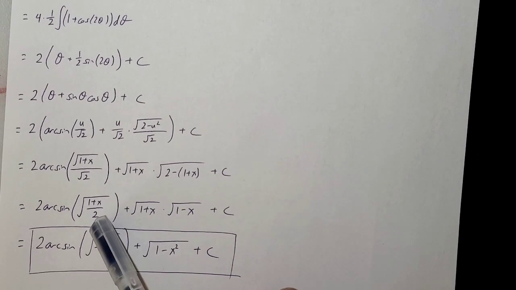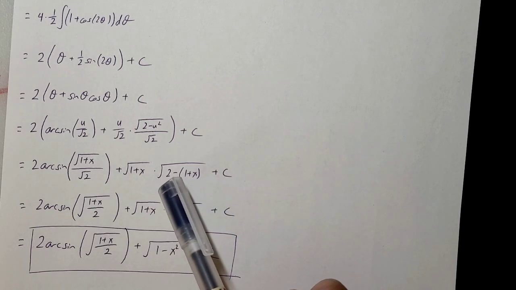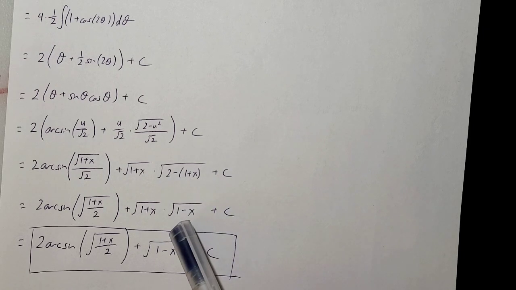Now, this I just combined into one radical. You didn't really have to do that. But here I start simplifying more. 2 minus 1 plus x in parentheses there. It becomes 1 minus x. And then I combine these to 1 minus x squared. Difference of two squares again inside the radical.